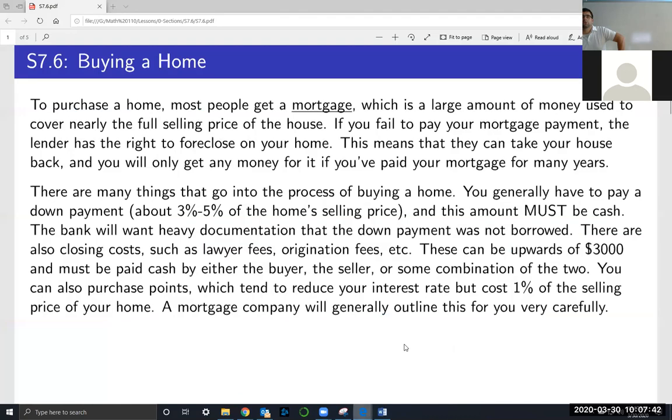So, buying a house. To purchase a home, most people get what is called a mortgage. I'm sure most of you have heard this term before, which is a large amount of money used to cover nearly the full selling price of the house. If you fail to pay your mortgage payment, the lender has the right to foreclose on your home. This means that they can take your house back, and you don't get anything for it. Or you only get any money for it if you've paid over half of your mortgage loan.